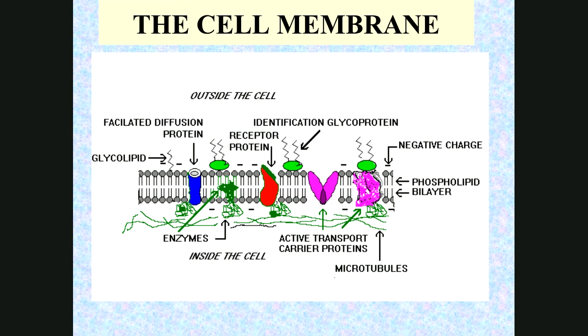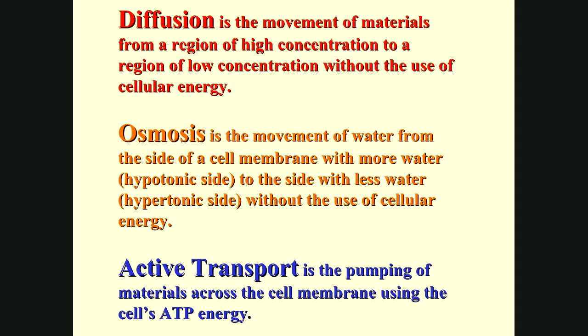So that's basically the cell membrane. You can see it's a very complex thing. It has lots of jobs to do. And you can see also there's microtubules there holding everything together as part of the cell skeleton. And then finally, we have diffusion and osmosis.